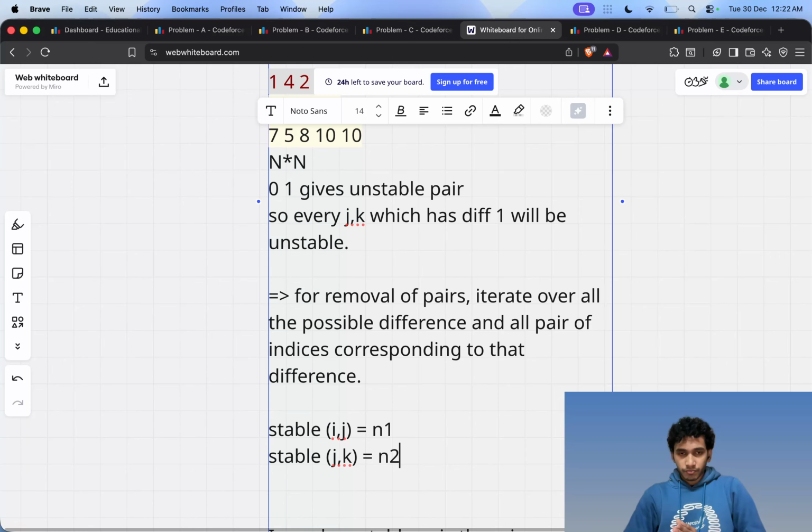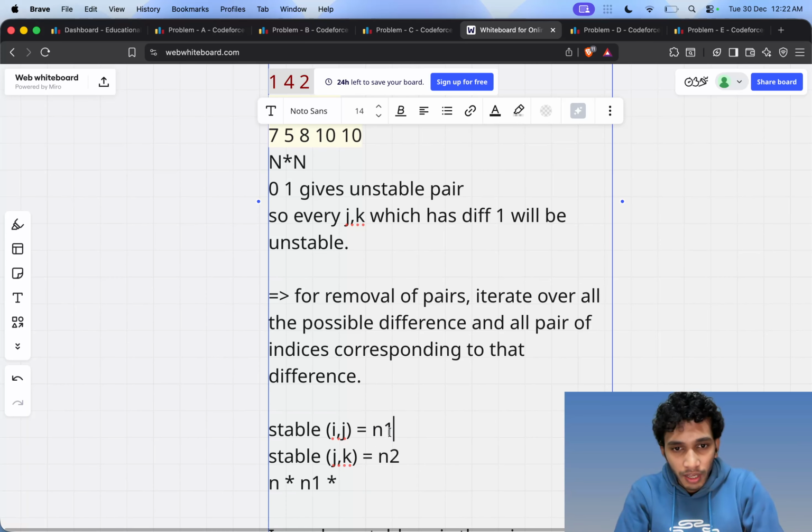All right. So due to this, how many choices of i are there? There are n choices of i, and let's say there are n1 stable i, j pairs. So we multiply n1 into n. That is, these three conditions are independent. So according to permutations and combinations, we have three options, and they will be multiplied because all three are independent.